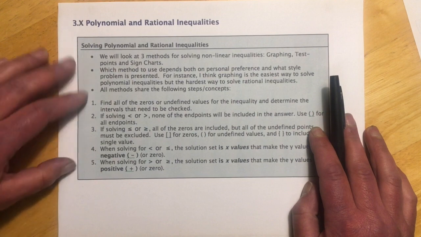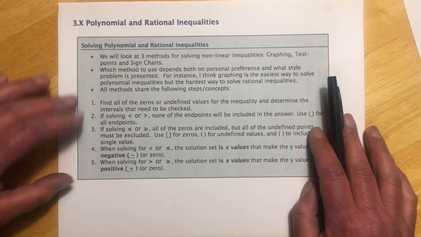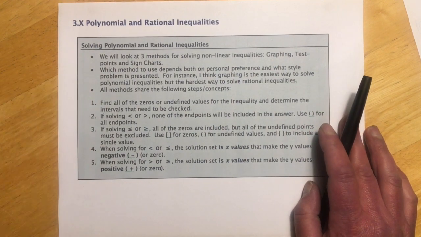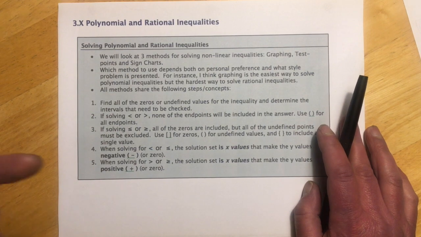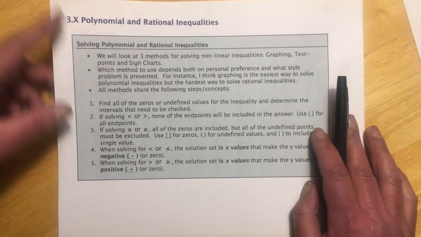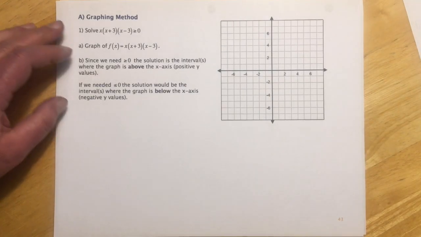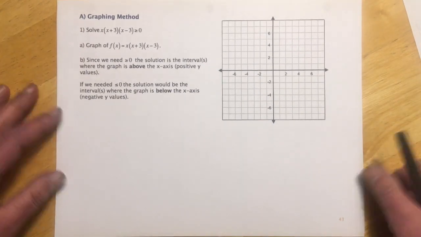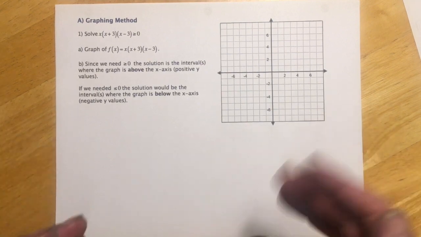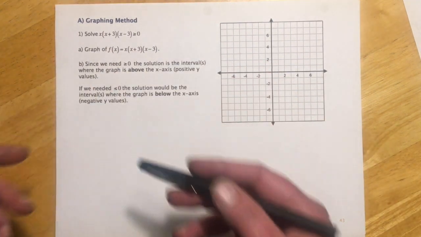So there's a bunch of steps here that everything has in common, and I don't think they'll make a whole lot of sense unless I'm presenting them with the problem. So I'll just go ahead and launch into the examples and explain this part as I go. I'm going to do the same problem three times, so you can see each of the methods on the same thing.